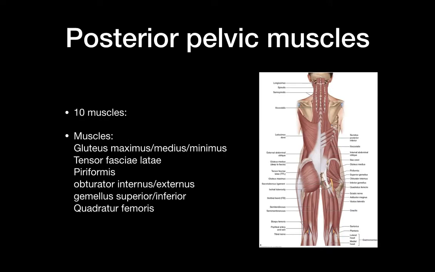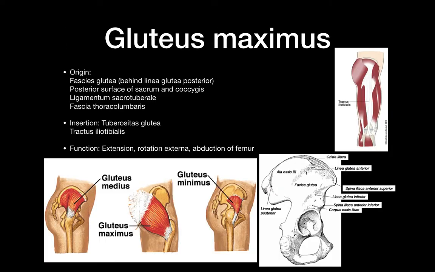And then going over to the posterior pelvic muscles. Remember, we said that most of these muscles attach to the greater trochanter. You have Gluteus Maximus, Medius, Minimus, that's three muscles. Tensor fasciae latae, 4. Musculus piriformis, that's 5. You have Obturator internus and externus, that's 7. And you have Musculus gemellus superior and inferior, that's 9. And also Musculus quadratus femoris, that's 10.